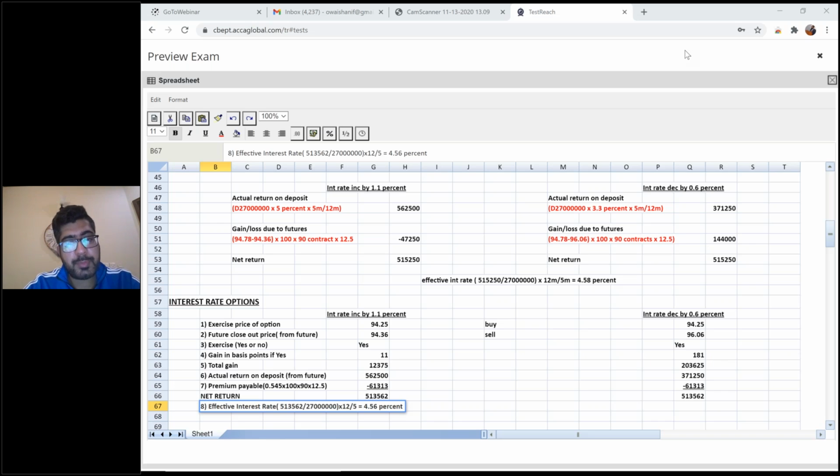Sayyid Mubin, 0.11 is the percentage. So 0.11 percentage means 11 basis points.